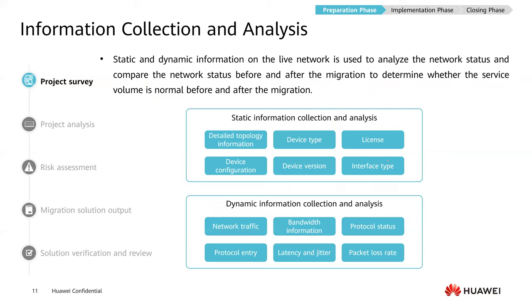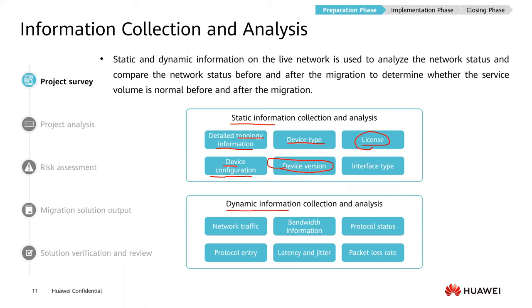Now let's look at what information we need to collect. We have already said we need to collect static information and dynamic information. What is the static information? For example, the topology information: what is the physical topology and what is the logical topology? By the logical topology, you can know some things about the service. And what is the device type? Do they have any license, and do some functions need a license? You need to collect the device configuration and the device version. For example, some features are only supported by the new version, so the device version is one thing you need to be concerned about.